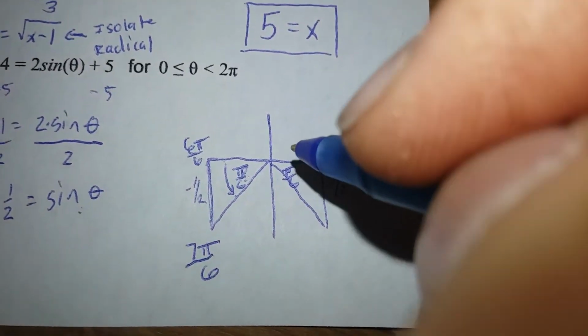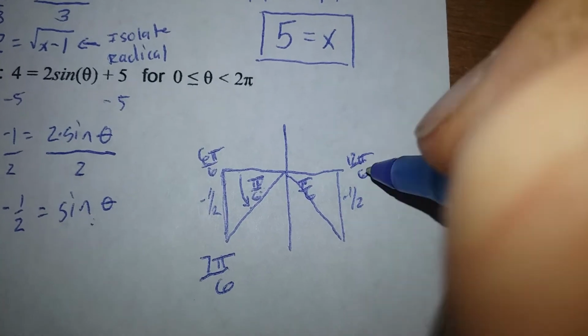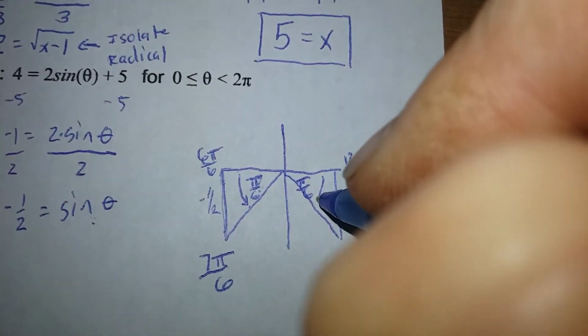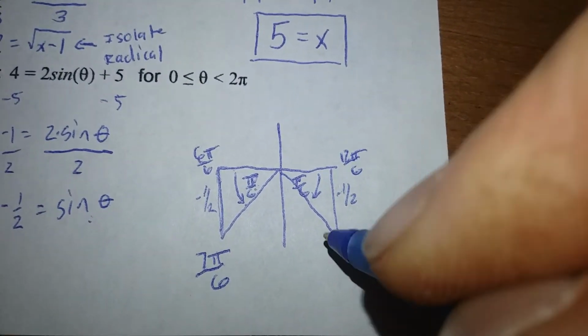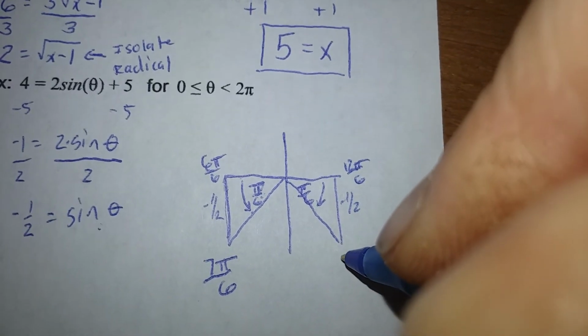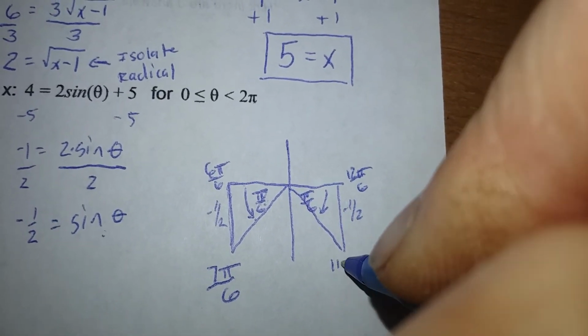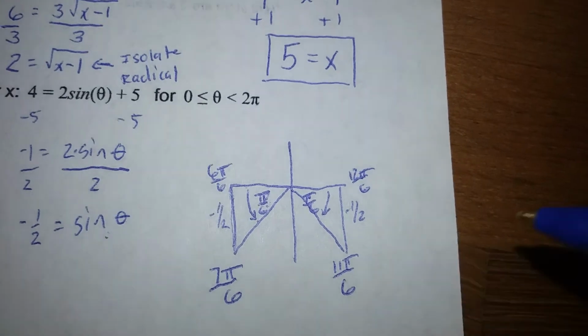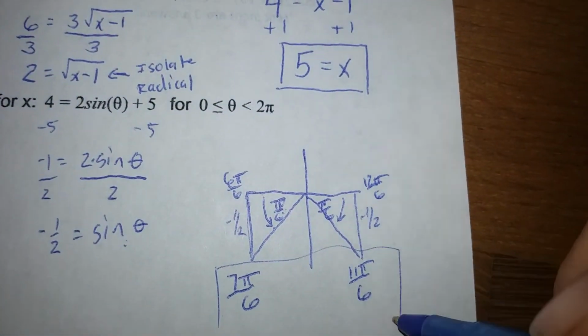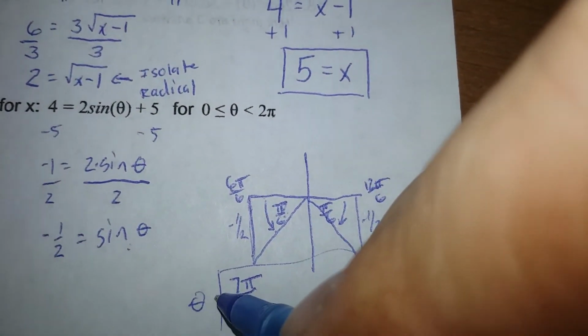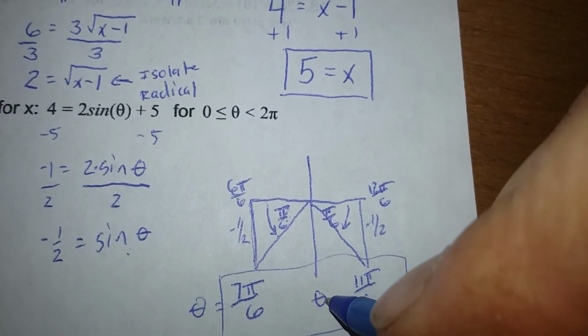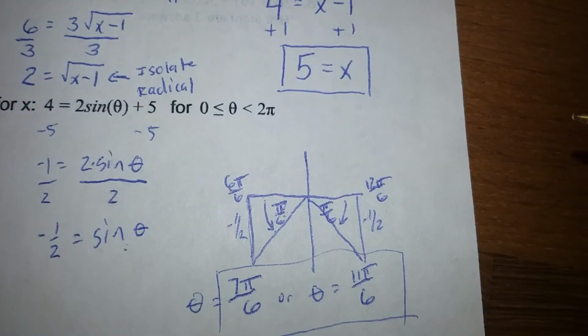And over here I have 12 pi's over 6. That's a full circle. So I am 1 pi over 6 short of a full circle. I'm 30 degrees short of 360 degrees. So this is 11 pi over 6. So theta could be 7 pi over 6, or theta could be 11 pi over 6.